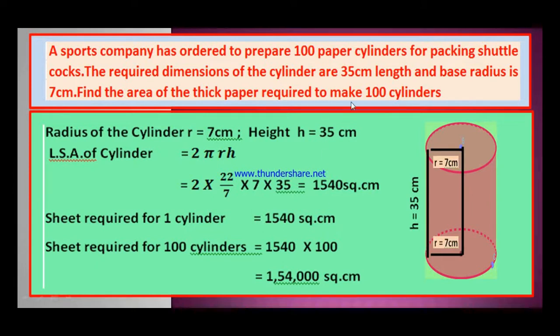Now, how many such cylinders are required? We need 100 cylinders. Therefore, the sheet required for 100 cylinders is equal to 1540 into 100, which is 1,54,000 square centimeters. This much area of sheet is required to make 100 cylinders of shuttle barrels.